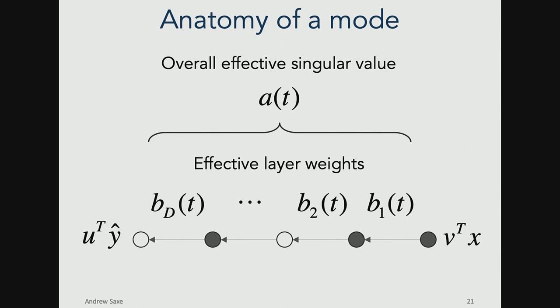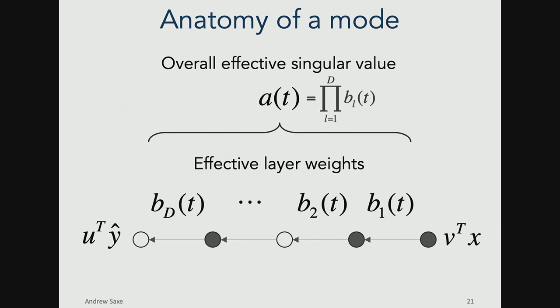And it essentially takes the input, projects onto an associated singular vector of the input-output correlations, and then passes that through a bunch of these layers where they each have this effective layer weight parameterized by this value b. And that gives you the neural network's prediction on the output singular vector. And when you multiply all these together, you come up with the overall effective singular value. That's just one singular value in these overall matrices.